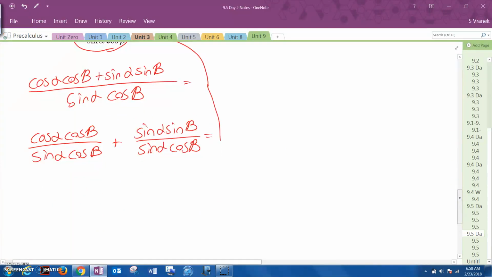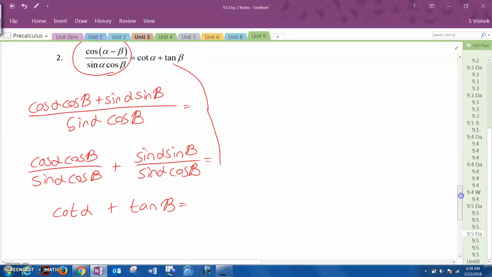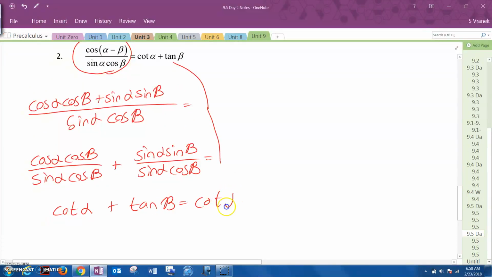Alright, now I simplify this. In this fraction, I have the cosine betas cancel, and I'm left with cosine over sine, which is cotangent of alpha. Because they're both the same angle, I can do that. Over here, the sine alphas cancel. I have sine beta over cosine beta, which is tangent beta. And sure enough, if you look back at the top, that is what I wanted.